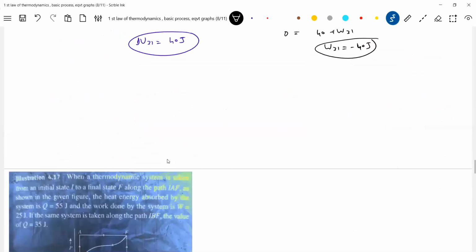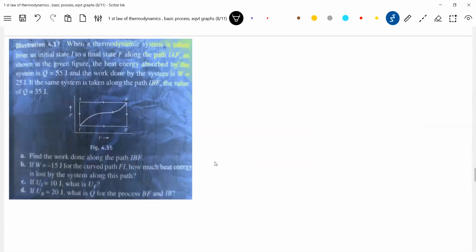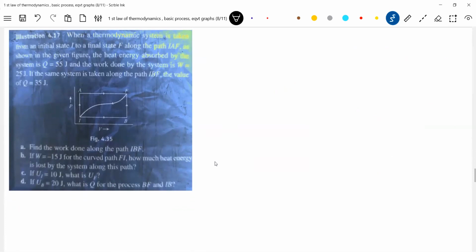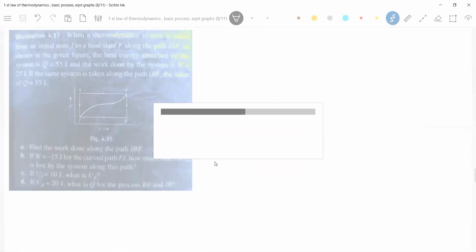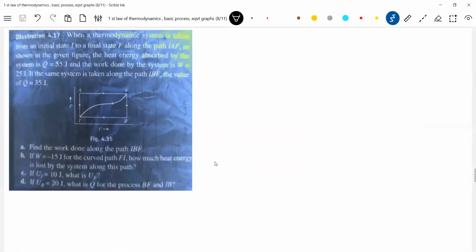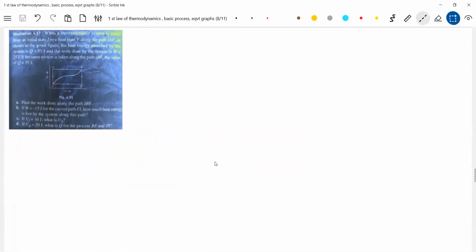Let me take similarly one more. I'll read the question. I'll minimize it so that we'll get a space to draw the diagram. Okay, we have a curve.